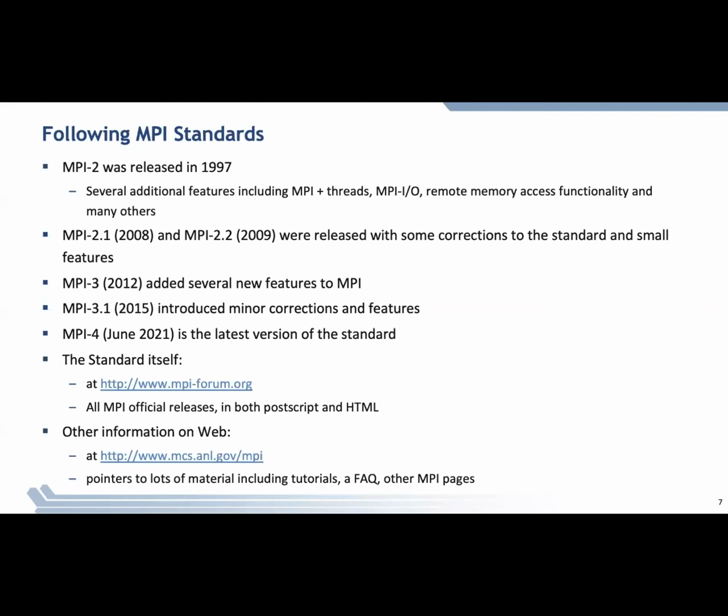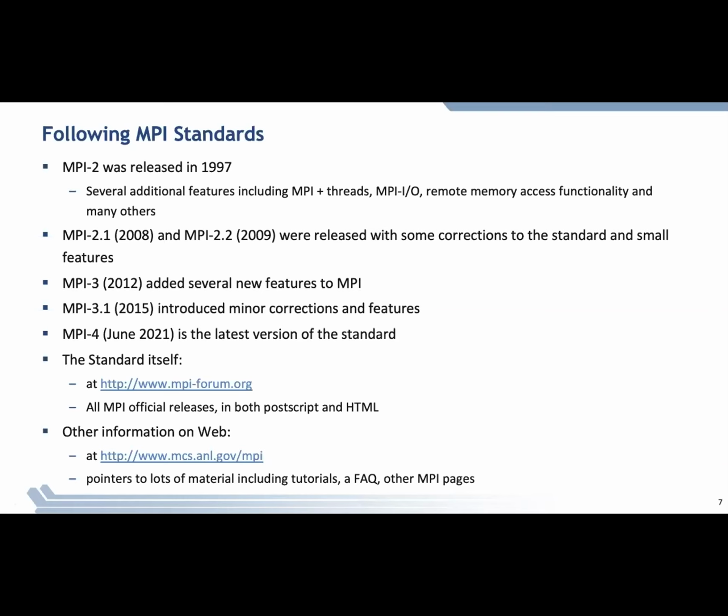MPI 2 also added a specification of how MPI interacts with threads. And we will cover that this afternoon. And that was very important because it defined how hybrid programs could be written, and written efficiently, in a way that an MPI implementation could deliver good performance. The one-sided remote memory access was also added there, and it was improved in MPI 3. We will cover that. And there were a bunch of other features.